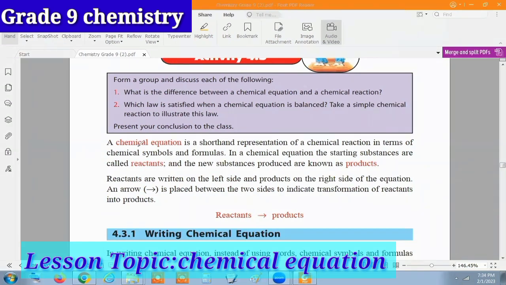Now let us start with the definition of a chemical equation. A chemical equation is a shorthand representation. It is simply a shorthand representation of chemical reactions in terms of symbols and formulas, okay?